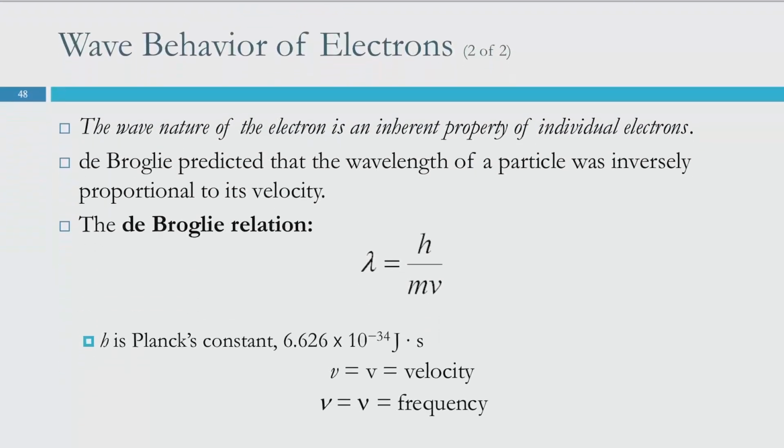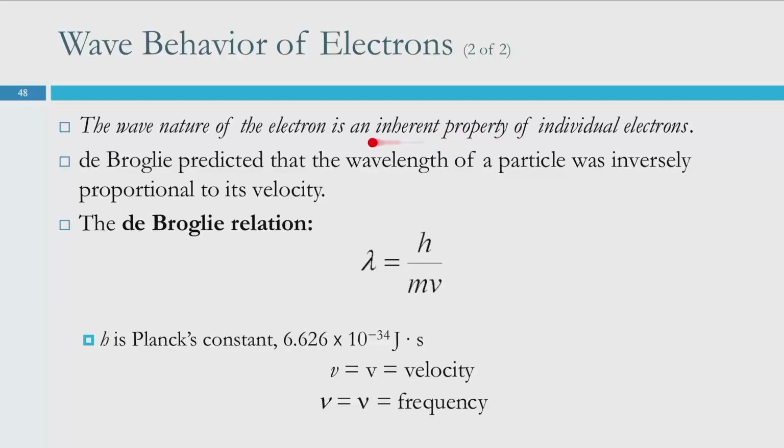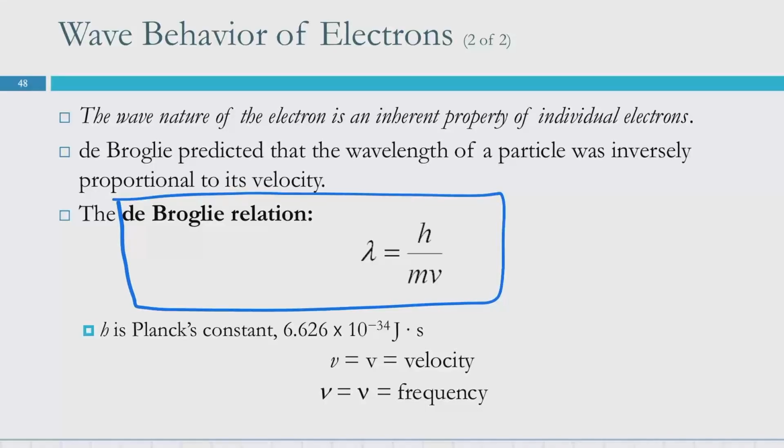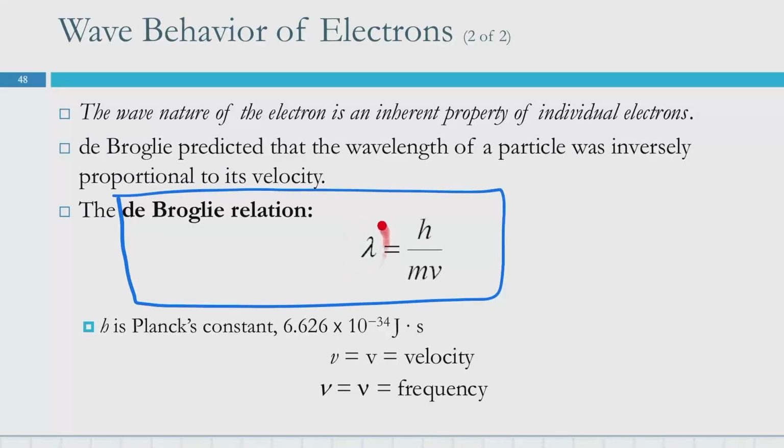The wave nature of the electron is an inherent property of individual electrons, so electrons can behave like waves. De Broglie came up with an equation, the de Broglie relation, which we'll see on our exam. The de Broglie relation says that the wavelength is equal to Planck's constant divided by the mass times the velocity. And I believe this is mass in kilograms.